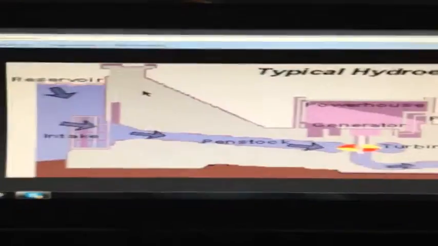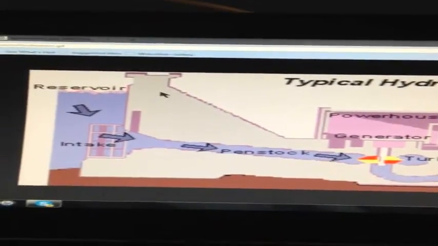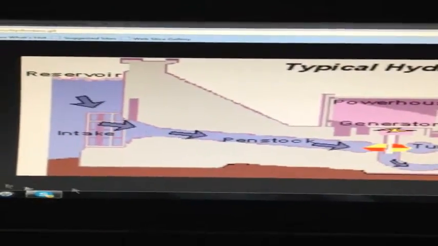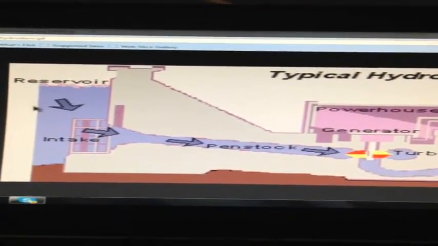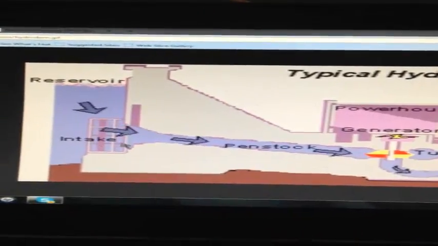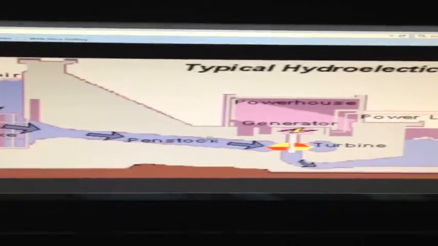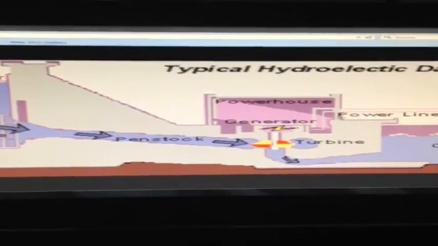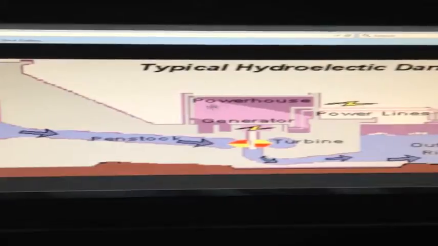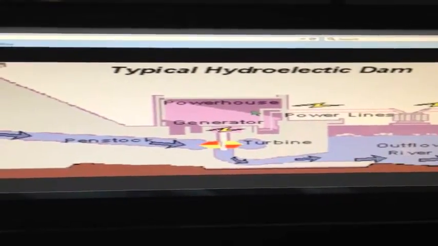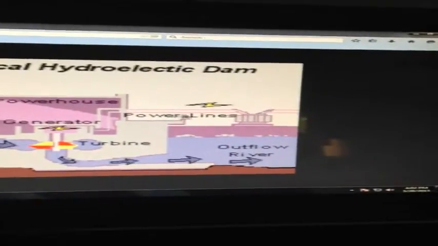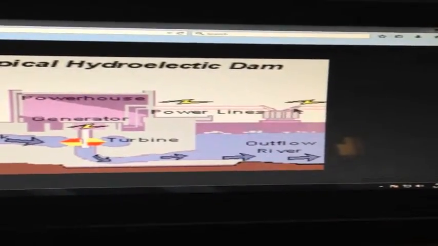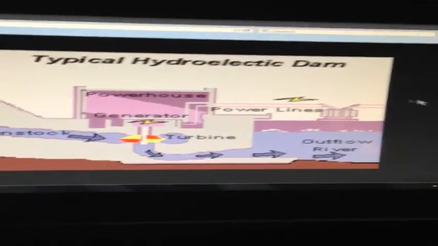Alright, so here's a diagram of a typical hydroelectric dam. The dam wall is in gray, the water is obviously blue. Over here you have the reservoir, and as it's poured down through the intake valve, through the penstock, it turns this turbine right here at very high speeds, which I talked about, and then it creates power in the generator in the powerhouse, which creates electricity, and then it ships through the power lines out to our houses or businesses.